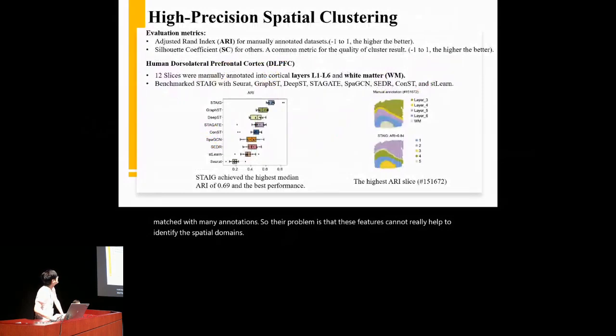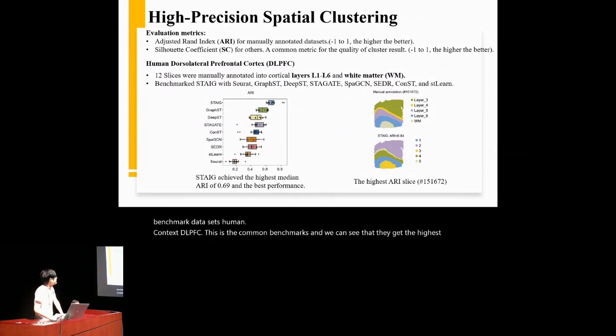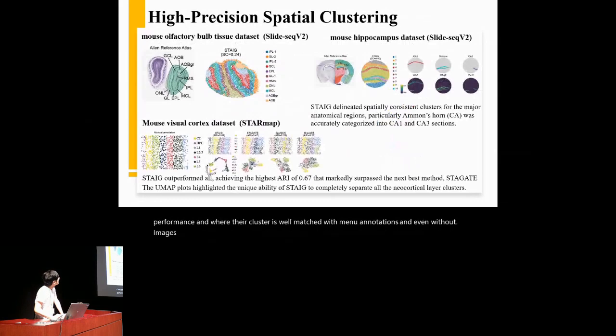And for the spatial clustering, we use some metrics to apply STAIG to the common benchmark datasets, the human dorsolateral prefrontal cortex, DLPFC. This is a common benchmark. We can see that STAIG gets the highest performance, and its clusters are well matched with the manual annotations. And even without images, like on other platforms, STAIG also has good performance.